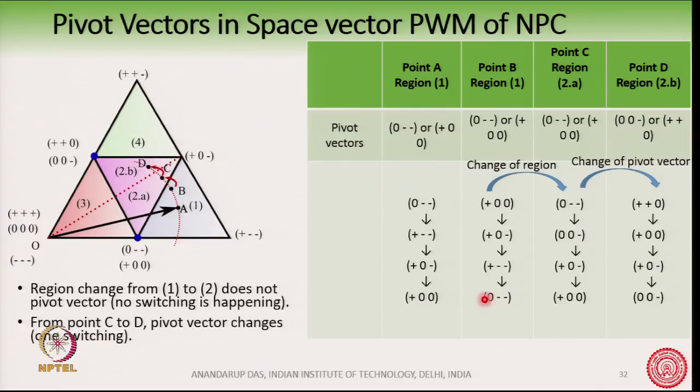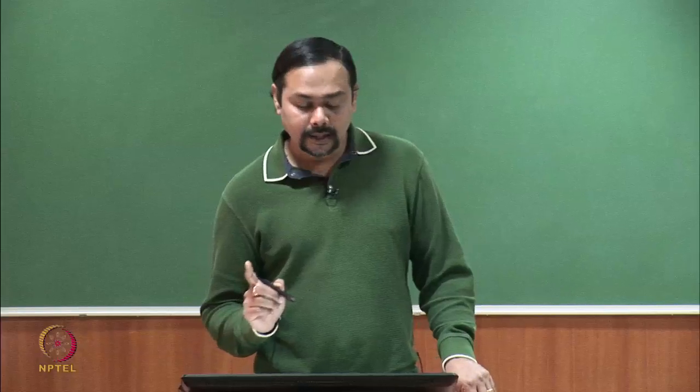So, how will we do it? We have come here to 0 minus minus. From 0 minus minus we will go to 0 0 minus, then plus 0 minus and plus 0 0. So, we are going from 0 0 minus to 0 0 minus here, and then plus 0 minus and coming to plus 0 0. Okay. So, here also there is no transition, but there is one switching transition everywhere, from here to here, from here to here, and from here to here.